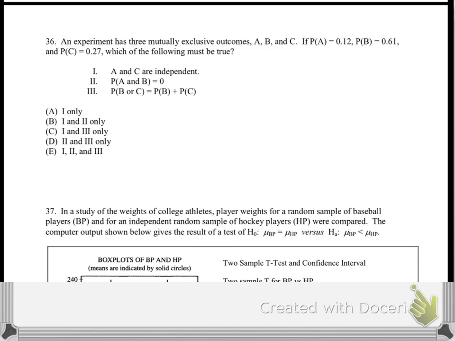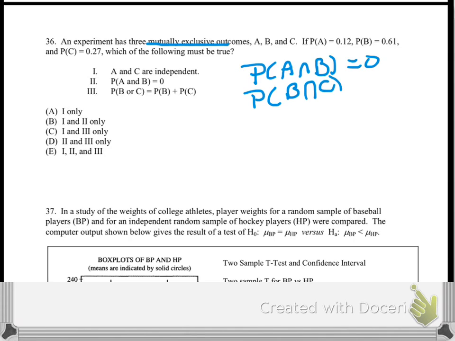Okay, now this number 36 is an interesting problem here, and the key word is mutually exclusive. So that means an experiment has three mutually exclusive outcomes. So that means that the probability of A and B is equal to 0, because that means they have nothing in common. The probability of B and C is equal to 0. And the probability of A and C is equal to 0. If they have nothing in common, then the probability of both of them happening at the same time is equal to 0. So 2 is true.